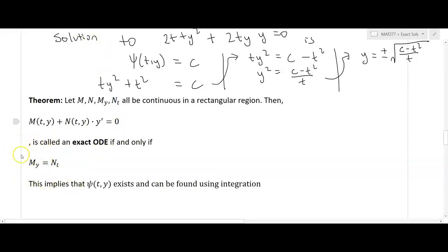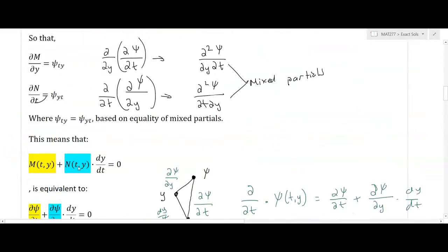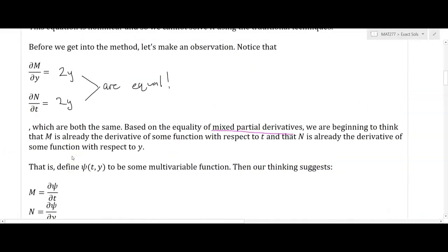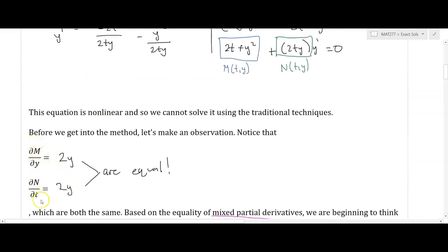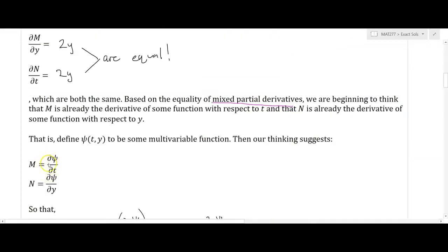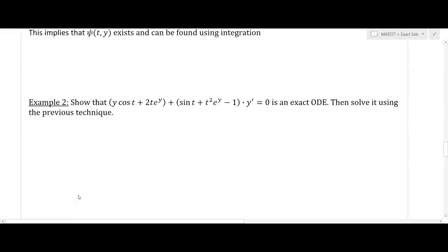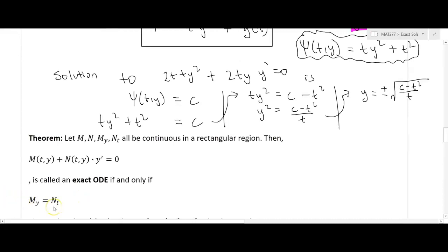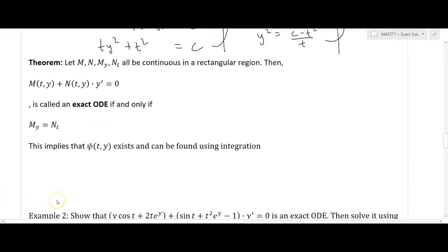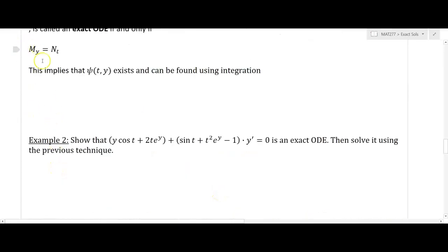Now this condition has to be true because remember, that's the one thing that we built this whole foundation off of, is the fact that those partial derivatives were equal. And therefore that allowed us to think, well, these must be mixed partial derivatives, and they must both be coming from the same derivatives of the same function. So that's where this condition is important, that these two partials be equal. If they're not, then this method will not work. So this implies that psi exists and can be found using integration. So we've already established how that is true.